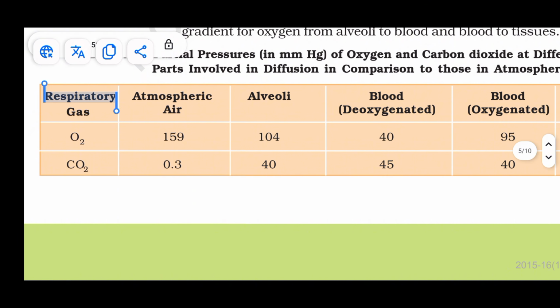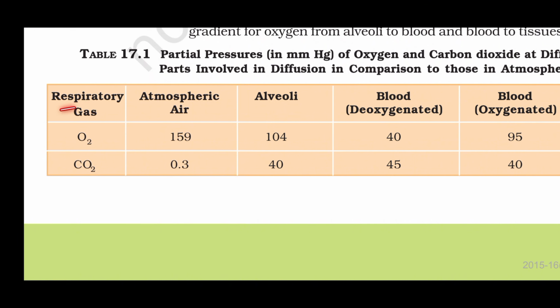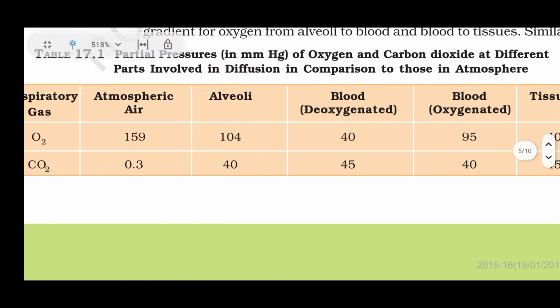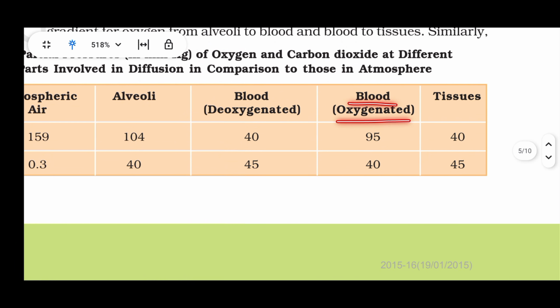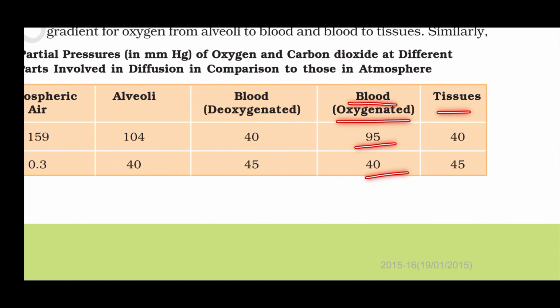Respiratory gases: O2, CO2. Atmospheric air 159.0, alveoli 104.0, deoxygenated blood 40.0, oxygenated blood 95.0, tissue 40.0.